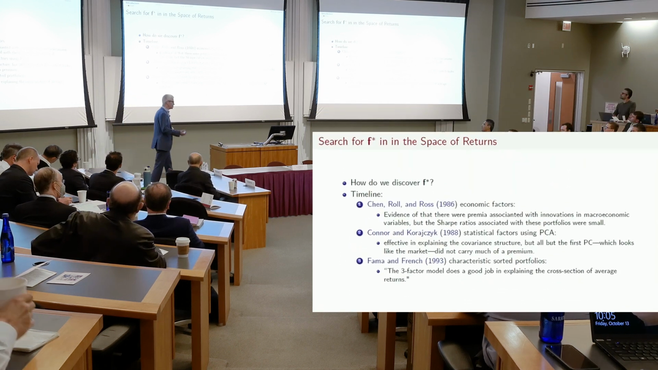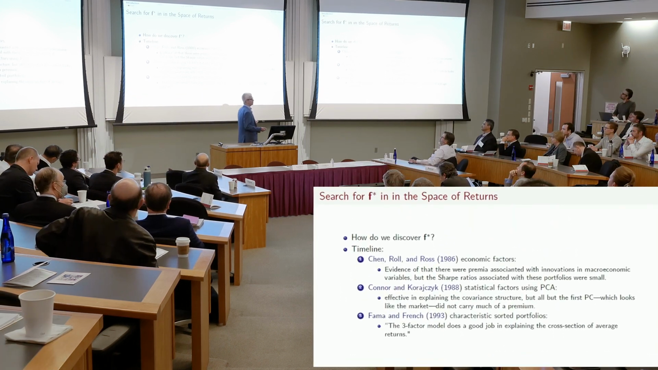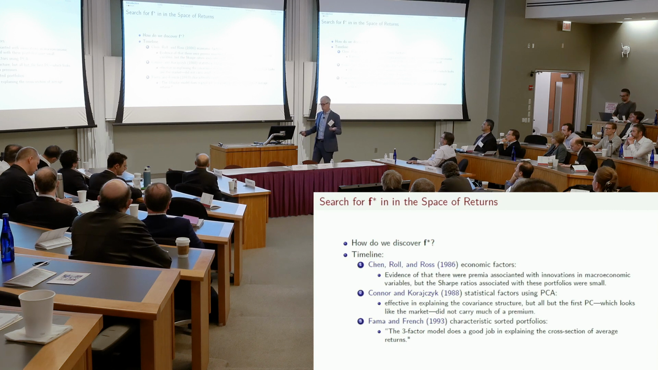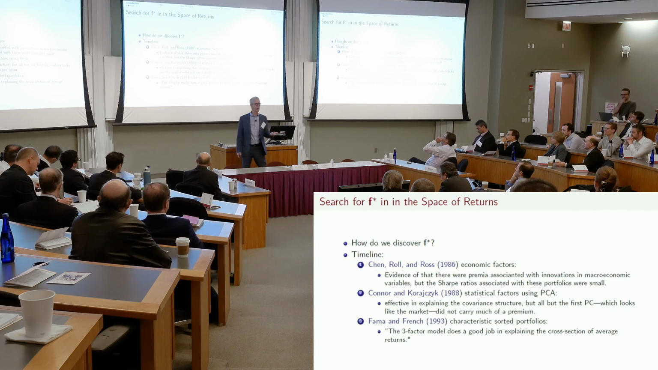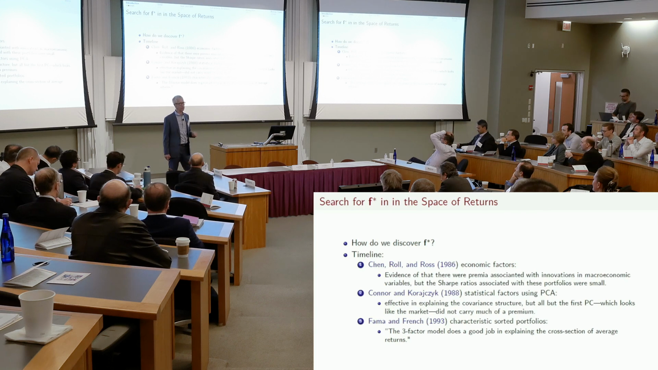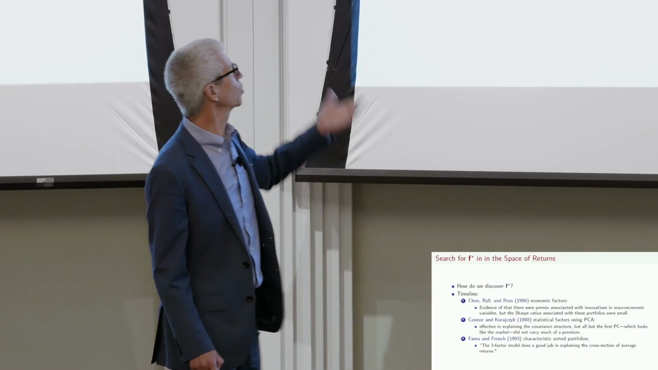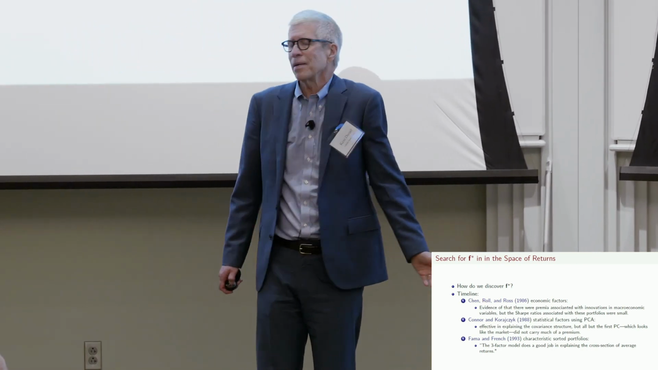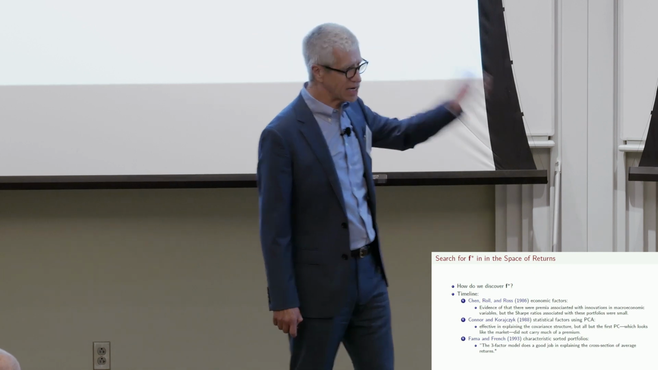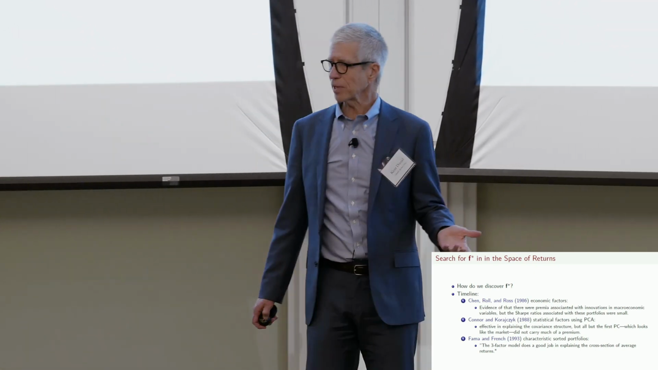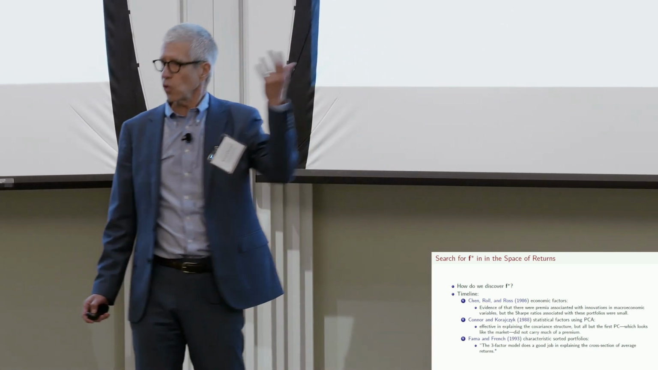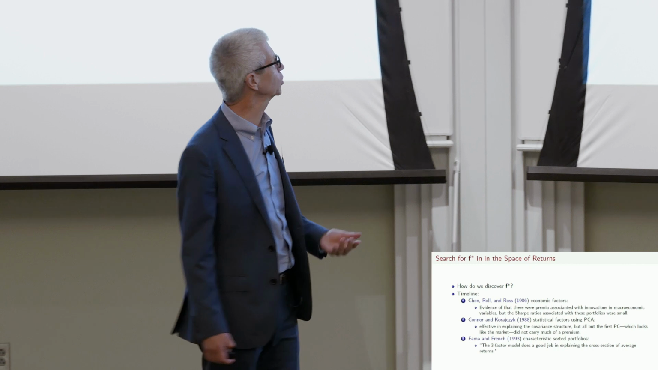Now, the question, of course, is how do we discover what this F star is, what these set of returns that span the pricing kernel, and eventually uncover what the pricing kernel is and figure out how that's correlated with macroeconomic risks? In the early days, there were a bunch of approaches taken on this. One was the approach pioneered by Chen, Roll, and Ross, where you look for innovations in macroeconomic variables. The idea is these are probably priced, so you find portfolios that are correlated with these macroeconomic risks.